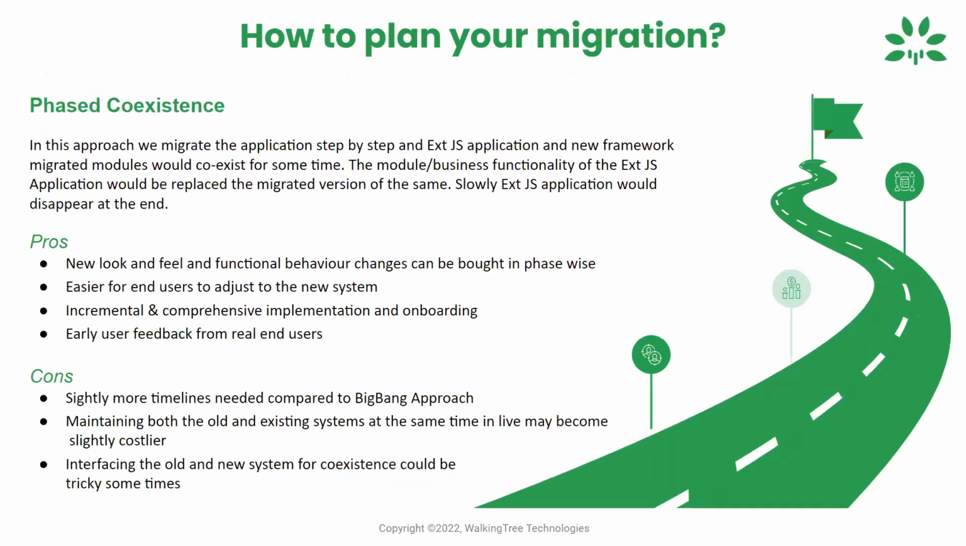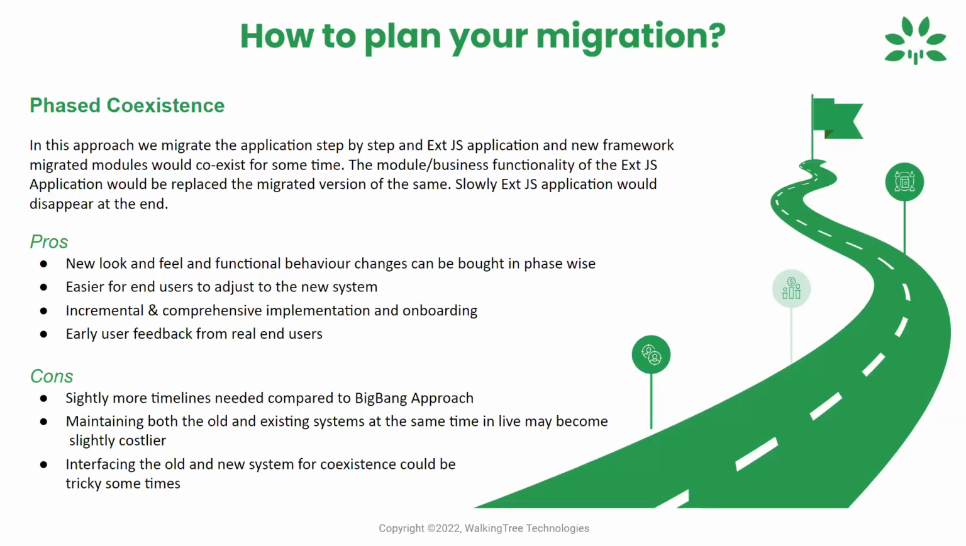Looking into the second approach, it is phased coexistence. In the phased coexistence approach, we migrate the application step by step. Let's assume your ExtJS application is existing in production today, which has 10 screens or 10 different functionalities. Now you start migrating functionality by functionality, or module by module, in your application with the other framework that you have chosen as an alternate.